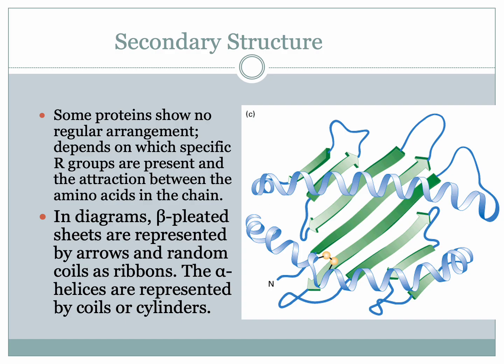Some proteins show no regular arrangement. It depends on which specific R groups are present and the attraction between the amino acids in the chain. In diagrams, the beta pleated sheets are represented by arrows and random coils as ribbons. The alpha helixes are represented by coils or cylinders.